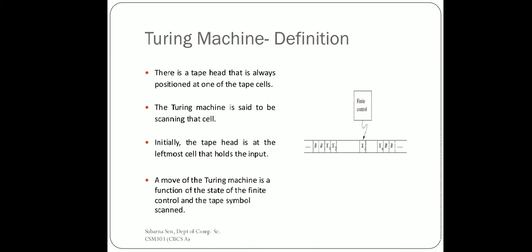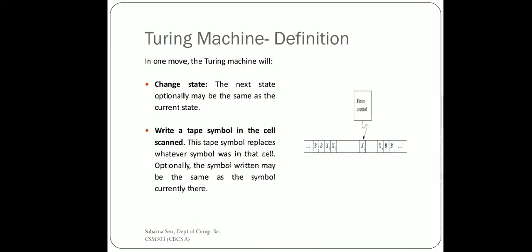A move of the Turing machine is a function of the state of the finite control and the tape symbol scanned. Whatever it is scanning, the movement will be accordingly. Now see what the moves in the Turing machine are. In one move, what can it do? It will change the state. The next state optionally may be the same as the current state. For any automata, the movement may be from one state to another, and in some cases it may be the same state only. We can move from one state to itself. It is nothing new.